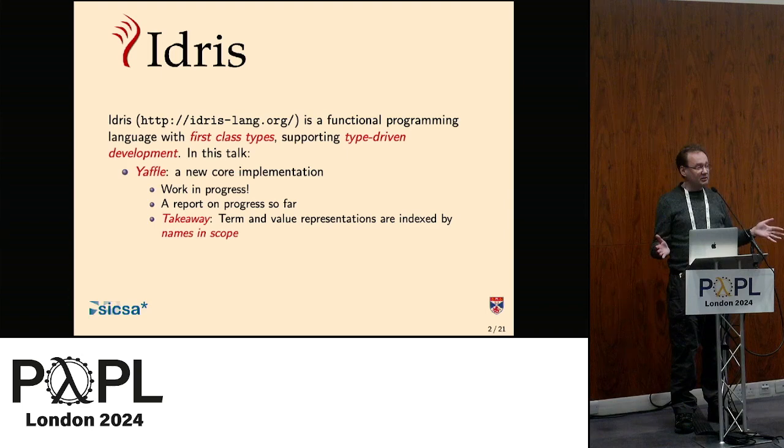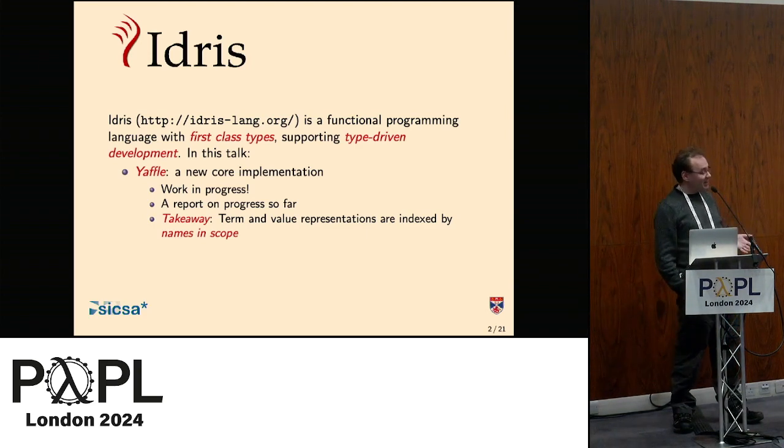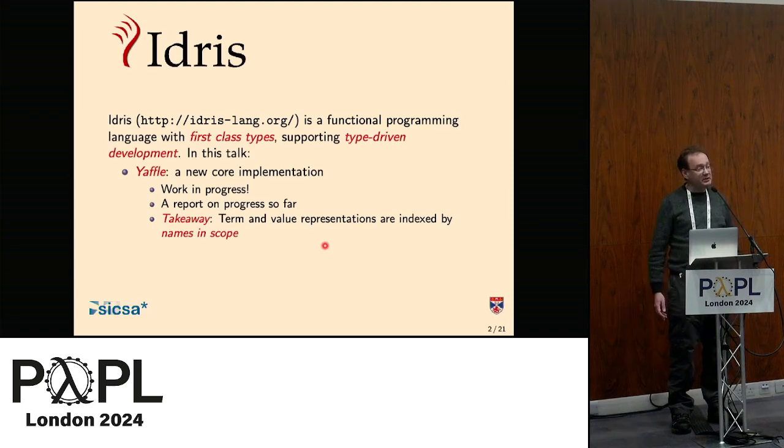I'm going to talk about essentially where we are with the new implementation of Idris 2. That was the point of giving this talk. I've been implementing a new version of Idris for about 5 years. I've started a new core implementation over the last couple of years. I realize I've never actually talked about it. I've talked about the language, but I've not really talked about how things work internally. So I thought this would be a good opportunity to give you essentially a brain dump of the one most interesting idea and how it all fits together. And it's right here on the first slide. Takeaway: term and value representations are indexed by names in scope.